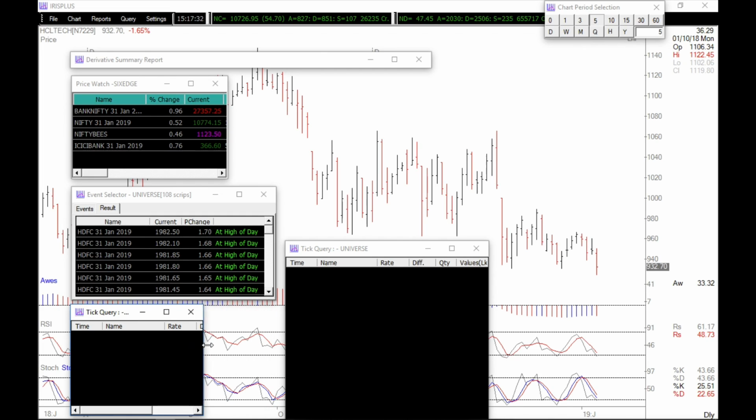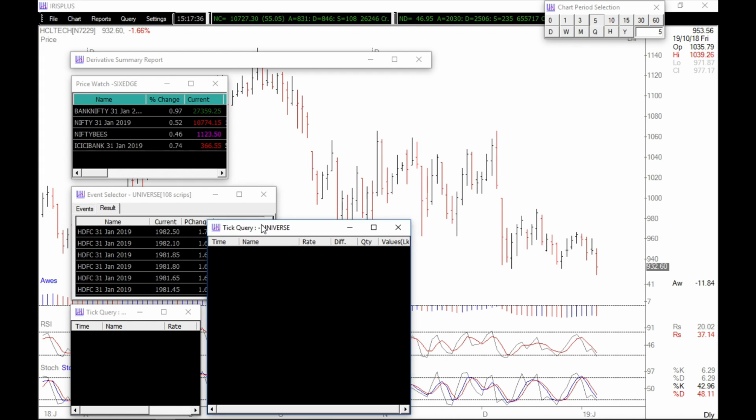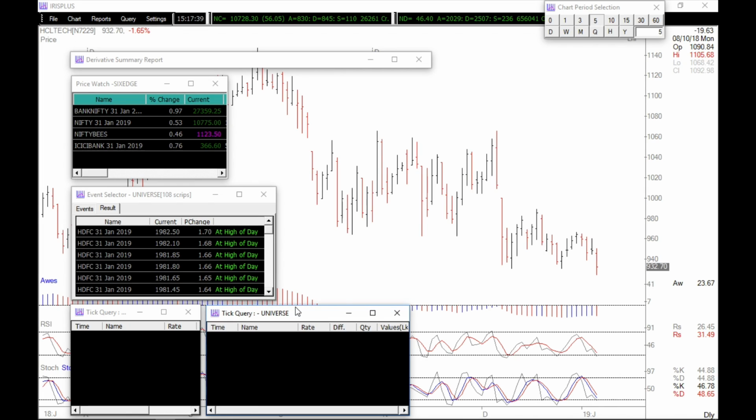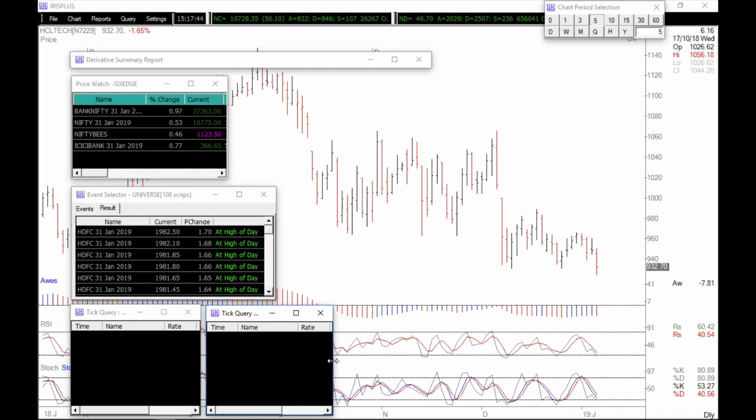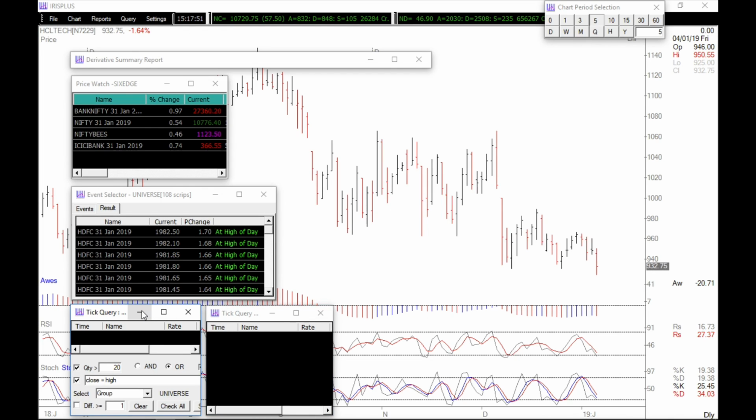One is for the positive trade, the other one is for the negative trade. That is, a trade happens at the highest point of the day or a trade happens at the lowest point of the day with significant volumes. Once these criteria are met, these two boxes will start to populate with the names of those stocks.